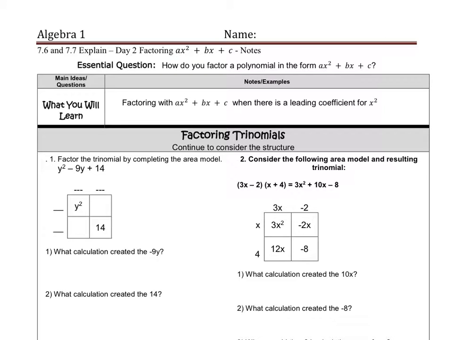So last class, we started working on factoring trinomials, and all the ones that we worked with had a leading coefficient to our squared term of 1. So today we're actually going to start looking at factoring trinomials that have a leading coefficient other than 1.